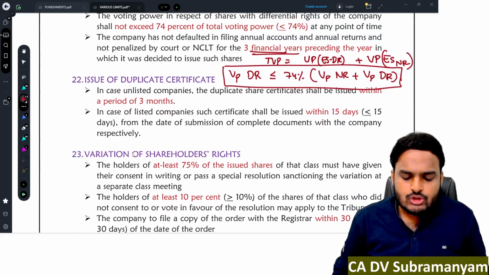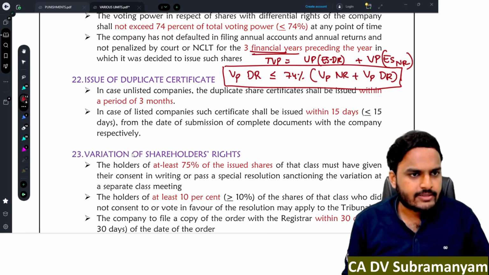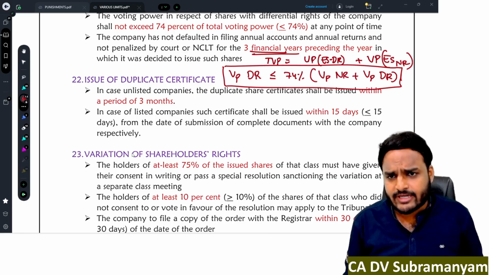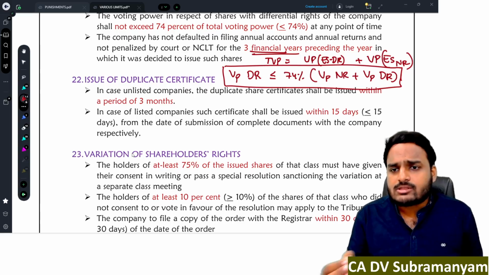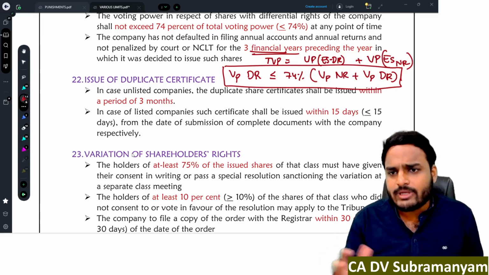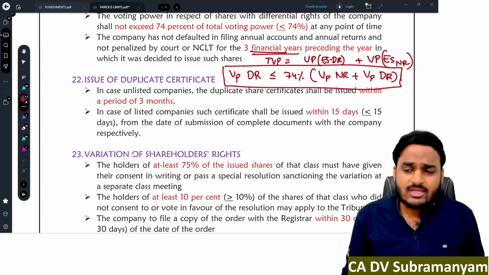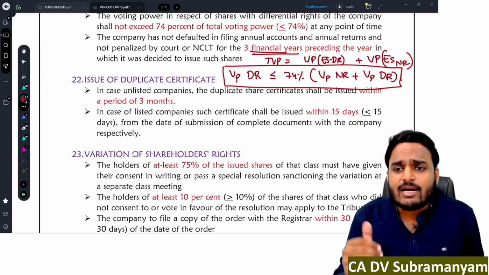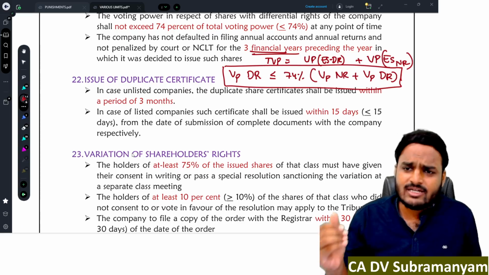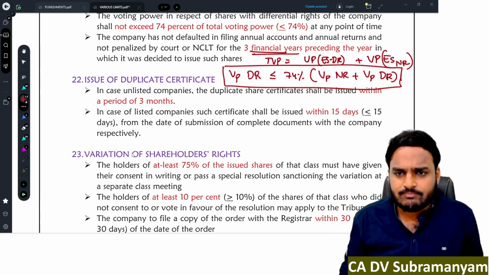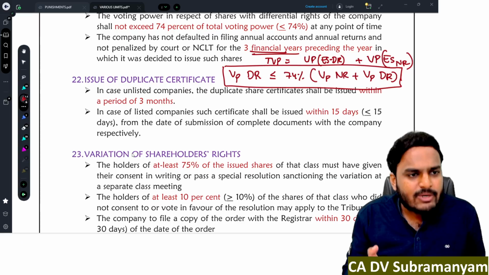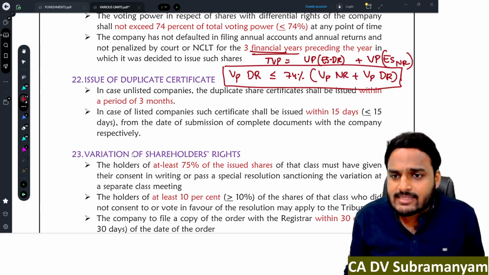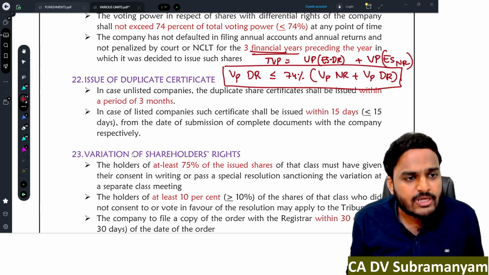Next one, issue of duplicate share certificate. If a member loses the original certificate, he can apply for a duplicate certificate. In that case, there is no time limit for filing the application. He can file the application within a reasonable time. Once the company receives the application, it has to issue the duplicate certificate within the prescribed period.